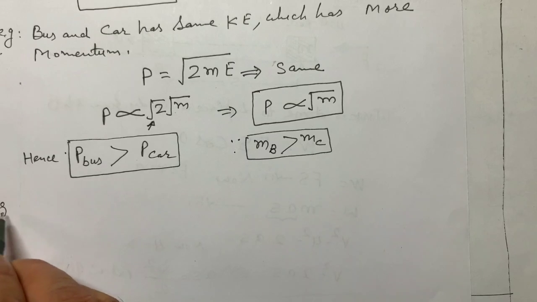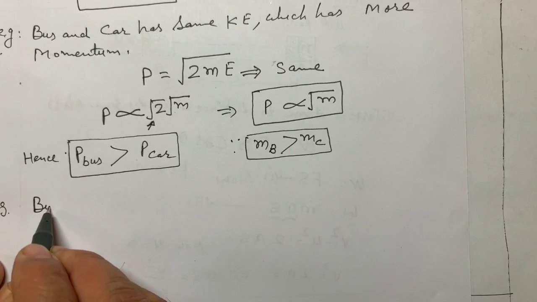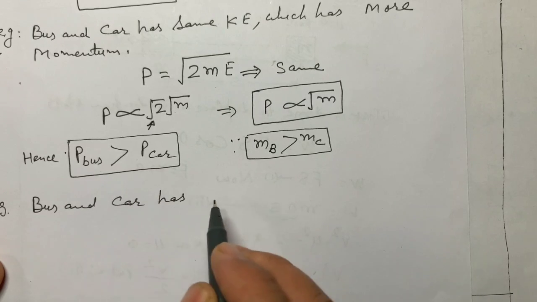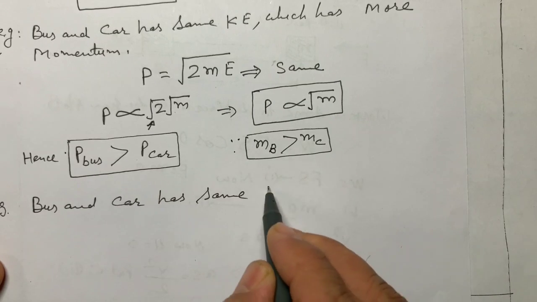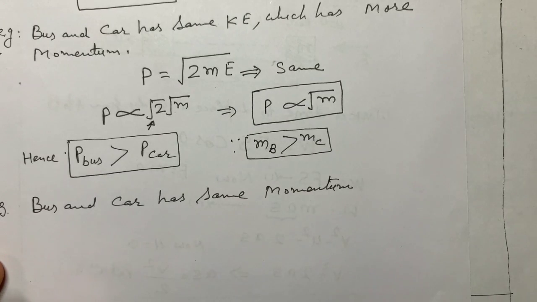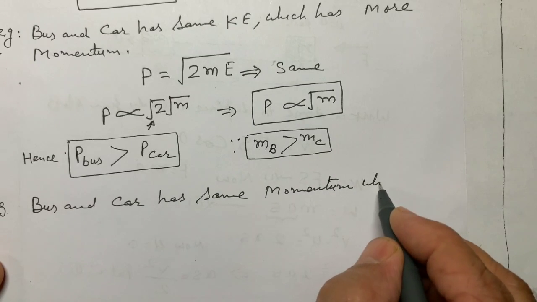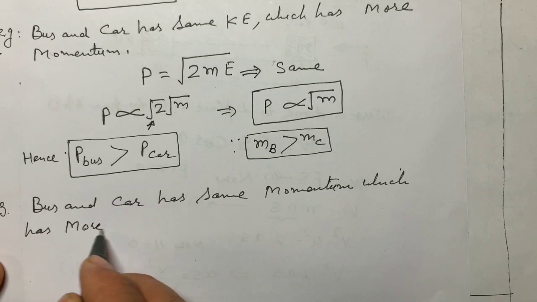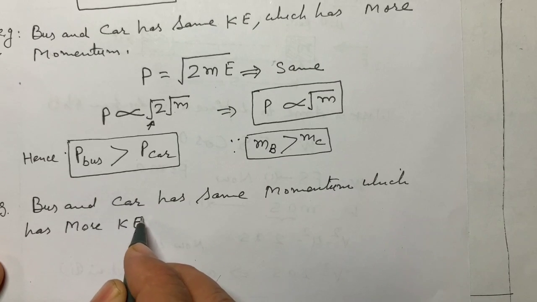Similarly, second example: a bus and a car have the same momentum. Which has more kinetic energy?